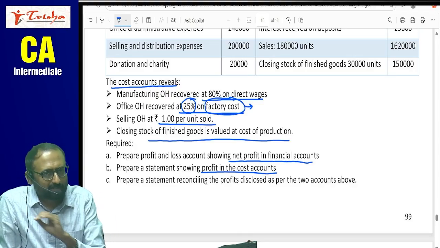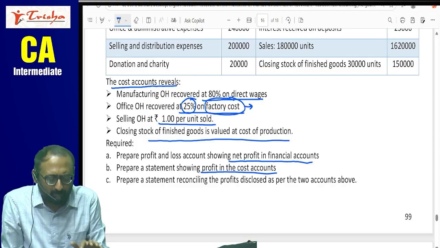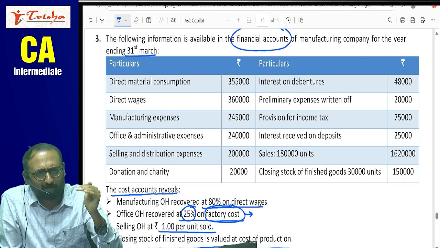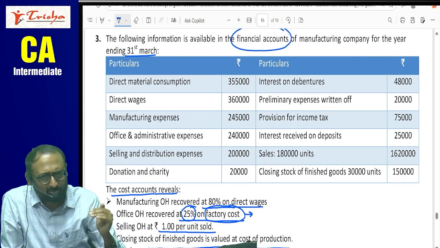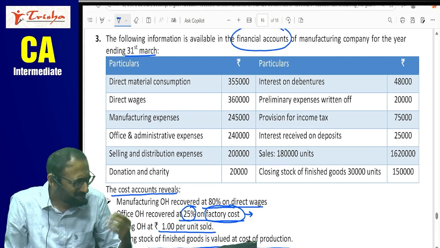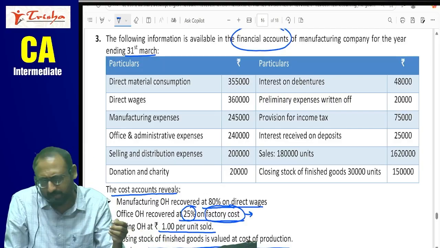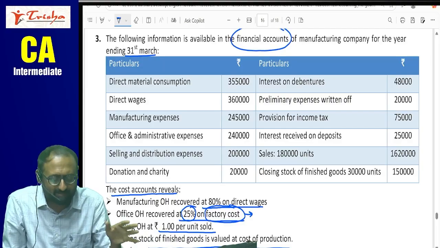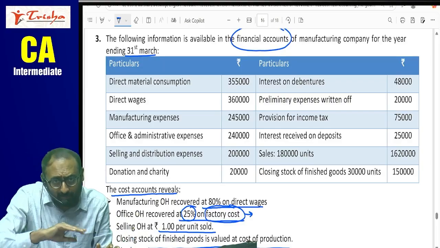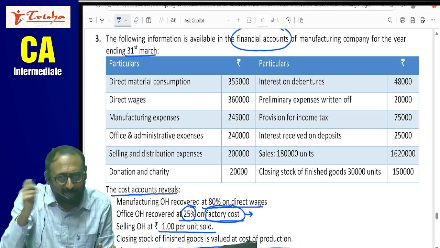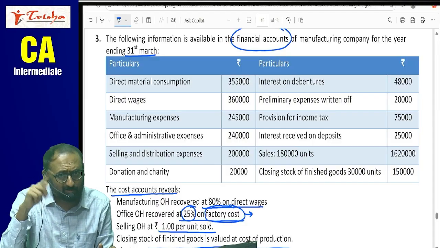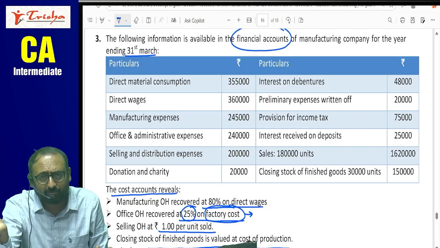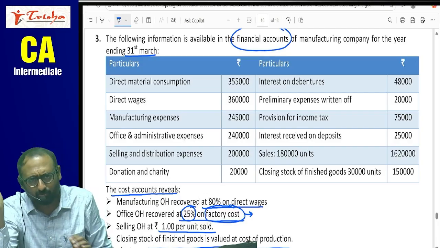Yes, sir. The P&L account is absolutely simple. To opening stock, to material, to labor, to direct expenses, to factory overhead, to administration overhead, to selling overhead, to distribution overhead. If special items are given, to bad debts, to interest paid, to dividend, to preliminary expenses written off, etc. All expenses will be written on the debit side. Credit side: by sales, by closing stock, and income like by interest received, by dividend received.